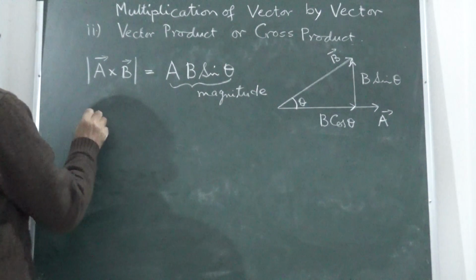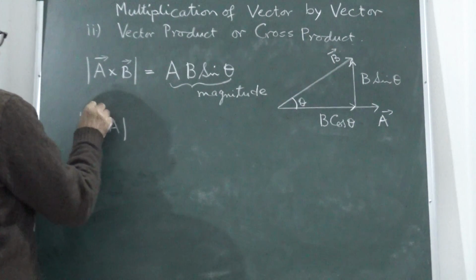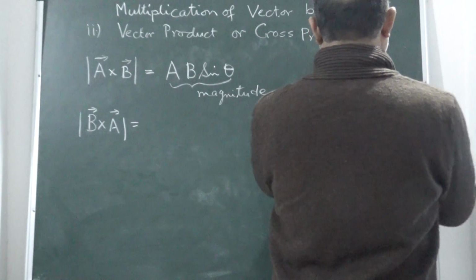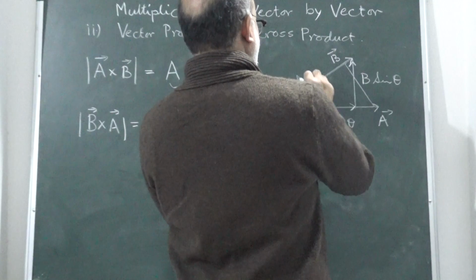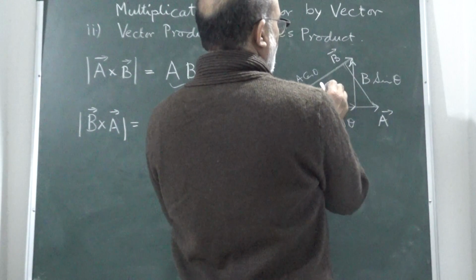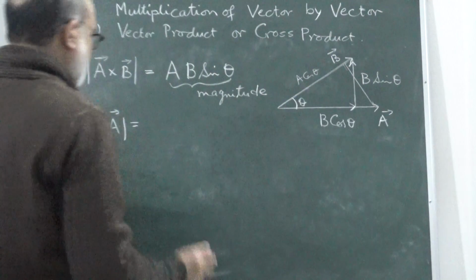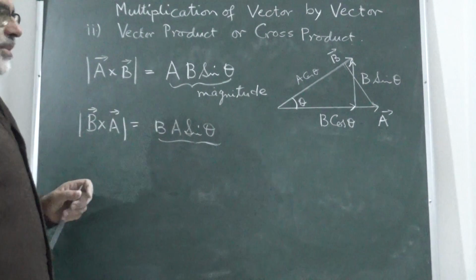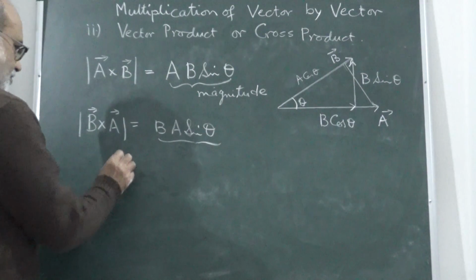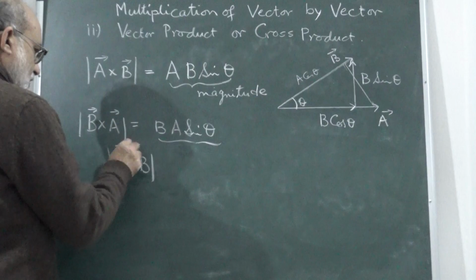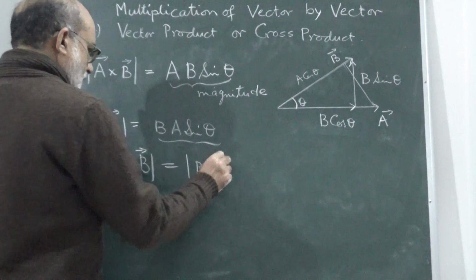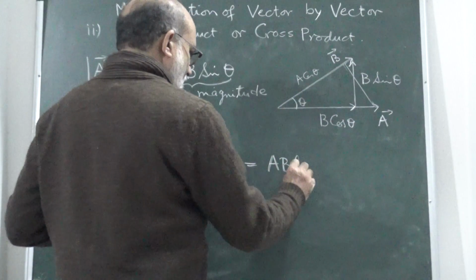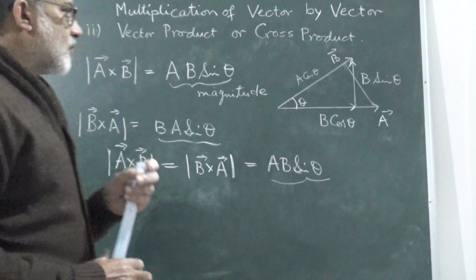Now if you take B cross A instead of A cross B, you have this component. If this is A cos theta, this will be A sin theta. So you are multiplying B with A sin theta. And this is the same, whether you write it as AB sin theta or BA sin theta. So the magnitude of A cross B is equal to the magnitude of the cross product of B and A, and both are equal to A B sin theta. So this is about the magnitude.